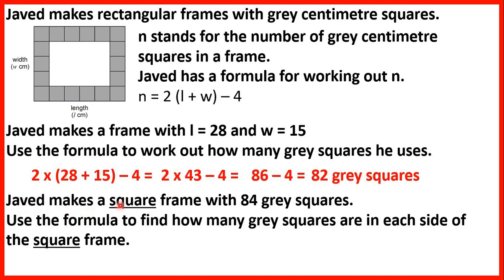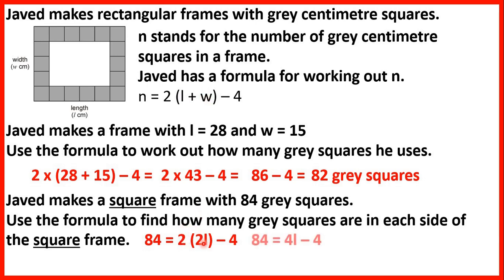Now, Javed makes a square frame with 84 grey squares. Use the formula to work out how many grey squares are in each side of the square frame. So in a square, the length and the width are the same. So we can write 84, that's the number of grey squares, equals 2 times (2 lengths) minus 4, because in a square, the length and width will be the same.